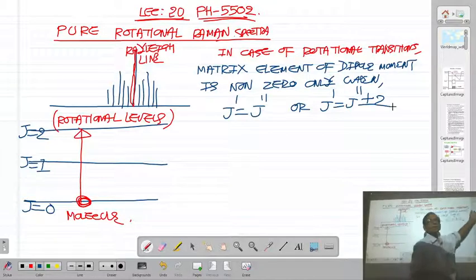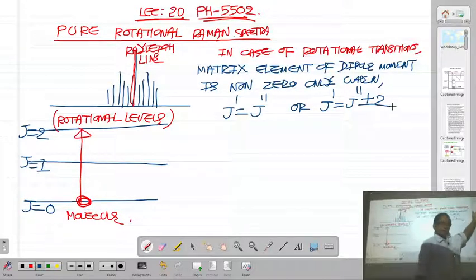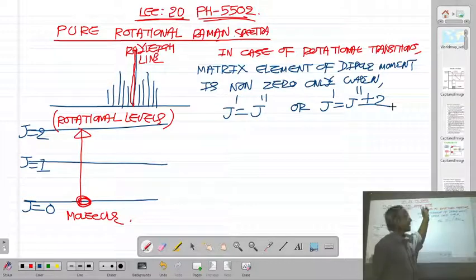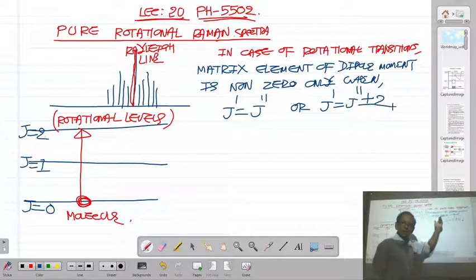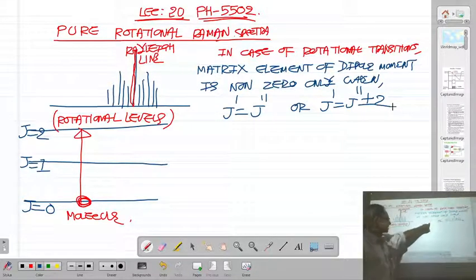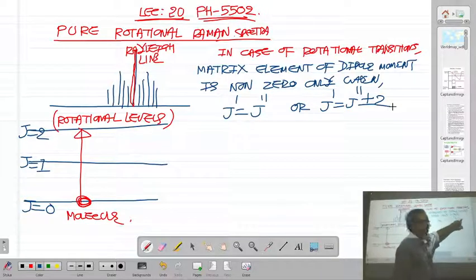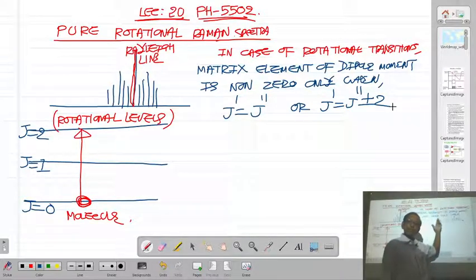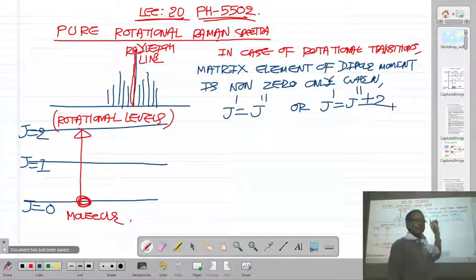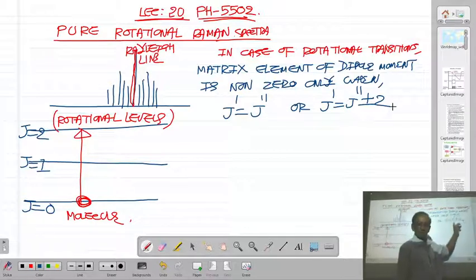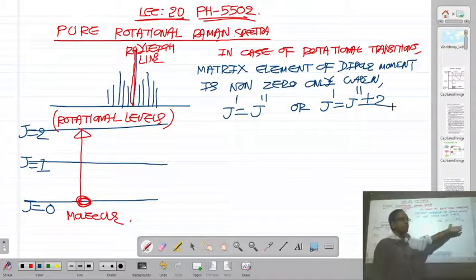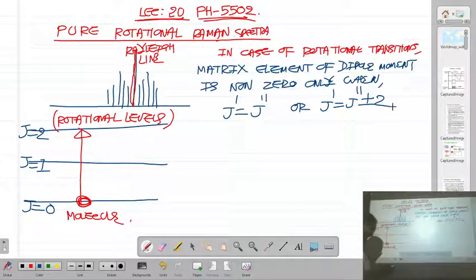So in case of rotational transitions, the matrix element of the dipole moment is non-zero when J' is equal to J'' and J' is equal to J'' plus or minus 2. For these values of the rotational quantum number J, the matrix element of the dipole moment is non-zero, and therefore this becomes the selection rule for rotational transitions.